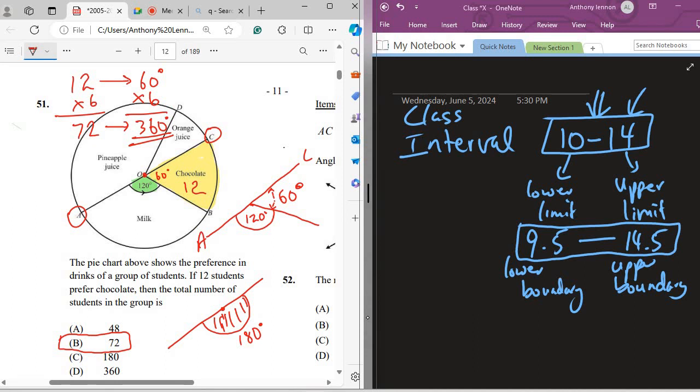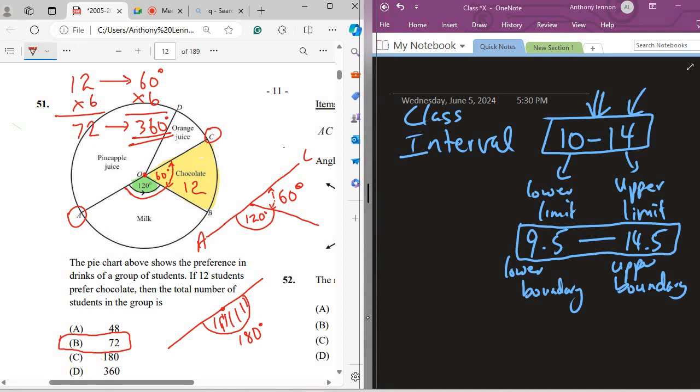Because if we go, again, we have 120 degrees here, 120 degrees. If you go around it, it's 180. So that's the chocolate section, the sector, has an angle of 60 degrees. So 60 degrees is representing 12 students. And so we can just do that.